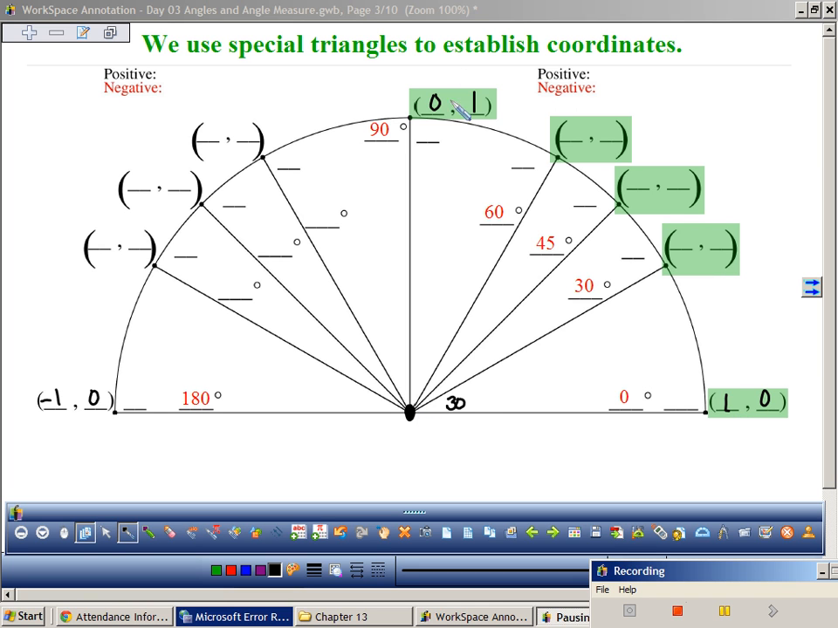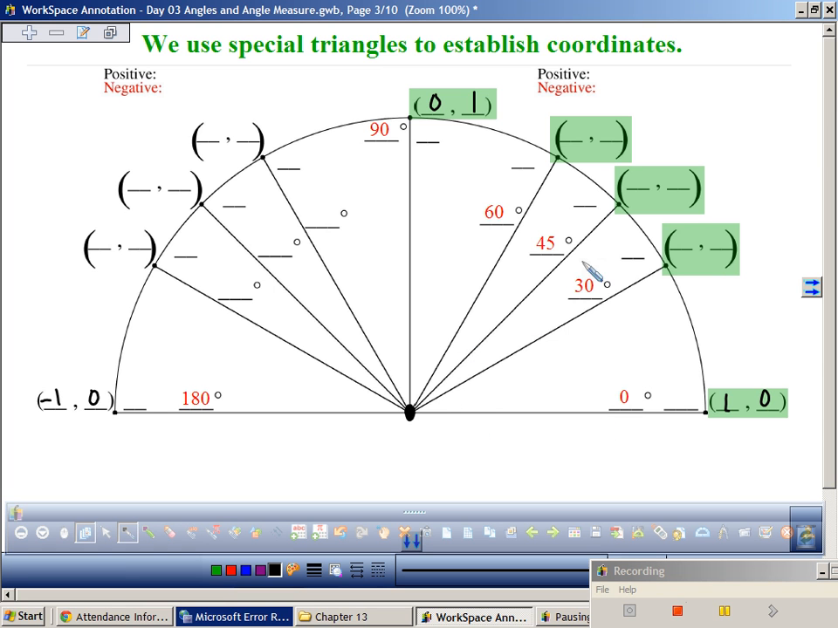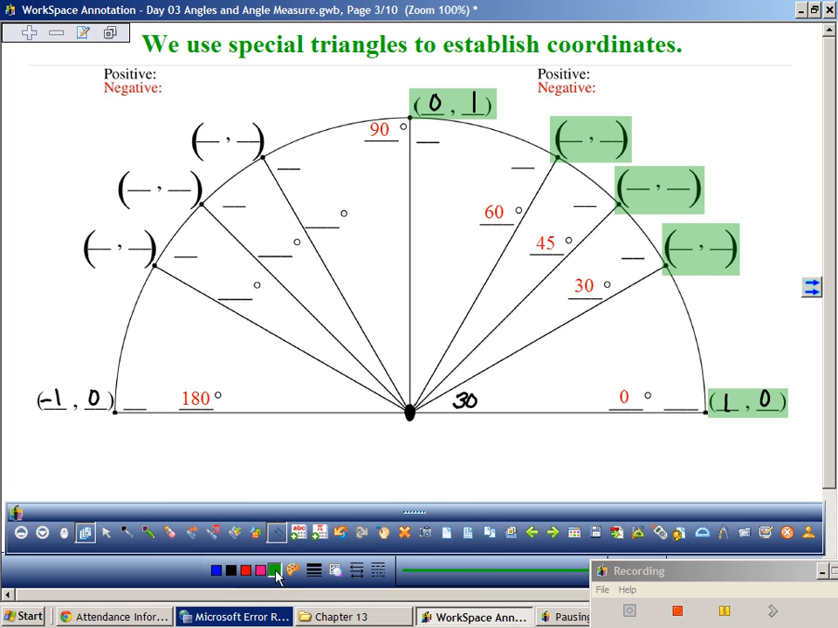Okay, so this is 1, 0. This is 0, 1. This is negative 1, 0. Let's use our special triangles. We were just reviewing to fill this guy out. So if this says 30 degrees, that means that this line created here made a 30-degree angle. If this is a 30-degree angle, then what would this angle be?